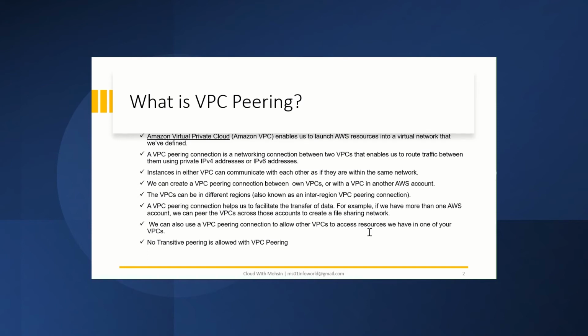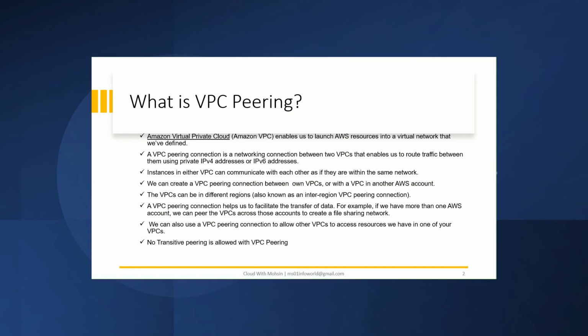Say I have some S3 bucket in another account or another VPC, and some instances in a different VPC. Using VPC peering, the resources can talk to each other. They won't bother that these are in different VPCs. So that's one of the basic features of VPC peering. And the most important thing is that no transitive peering is allowed using VPC peering.